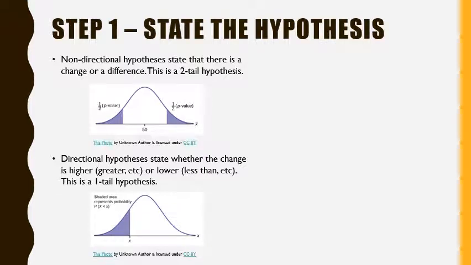In a one-tail hypothesis, this is called a directional hypothesis, then the researcher would state whether they expect the change would be higher or greater than, or lower or less than. This graph below shows what your graph would look like if you are saying that you expect scores to be lower. Okay? So therefore, you're either with everybody else or you're extreme and your scores are lower.